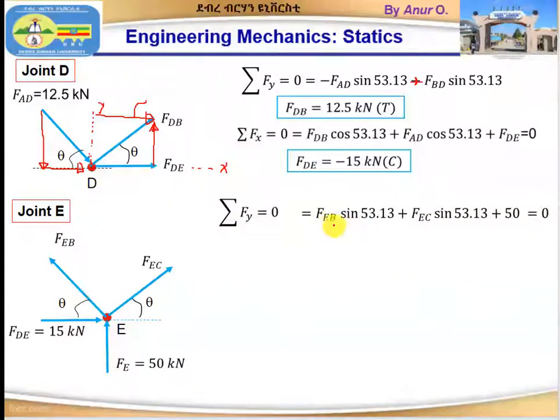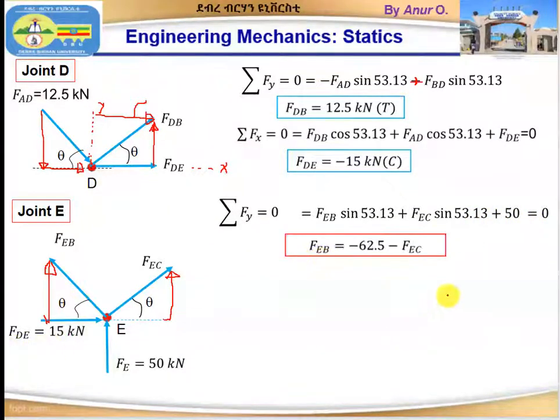Summation of force in the y direction is equal to 0. Therefore, FEB sine 53.13, FEC sine 53.13, plus the upward force 50 is equal to 0. Because I have two unknowns here, FEC and FEB, I have to write one member force in terms of the other. Therefore, FEB is equal to minus 62.5 minus FEC. Okay?